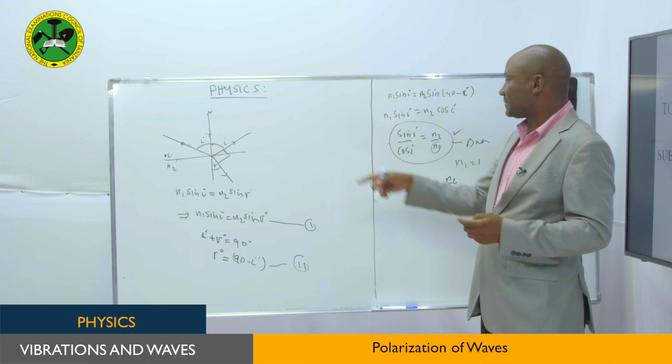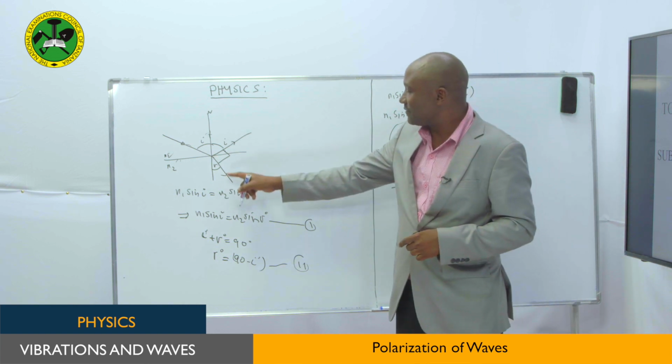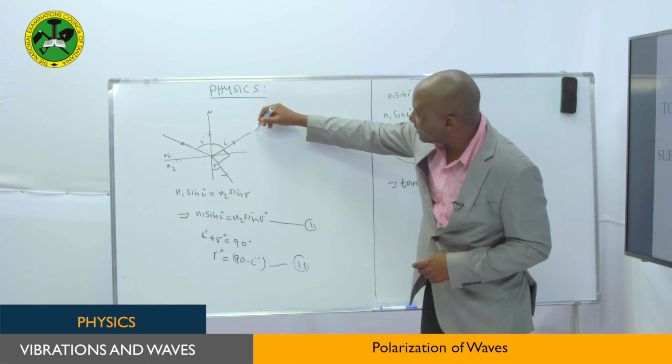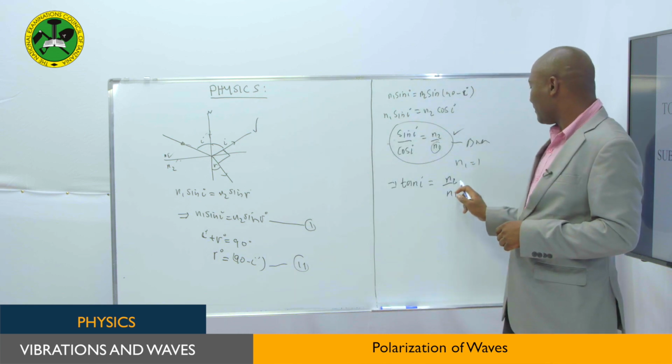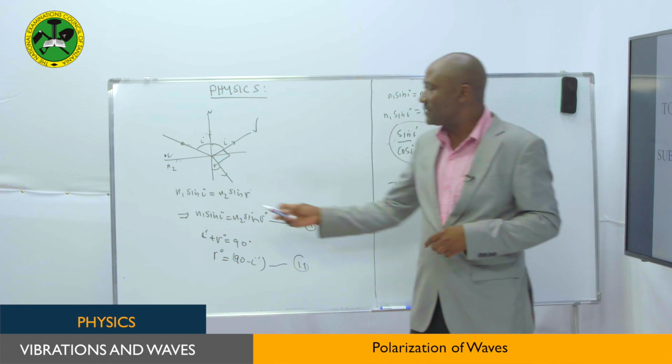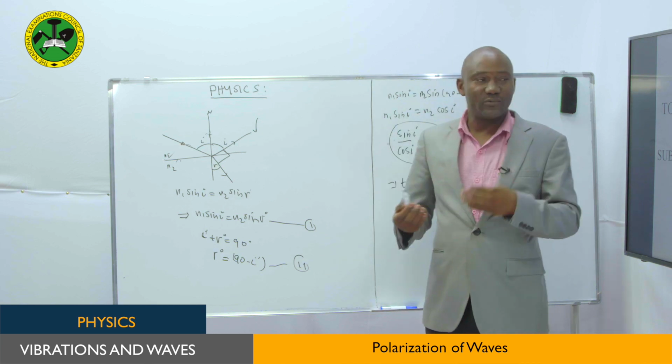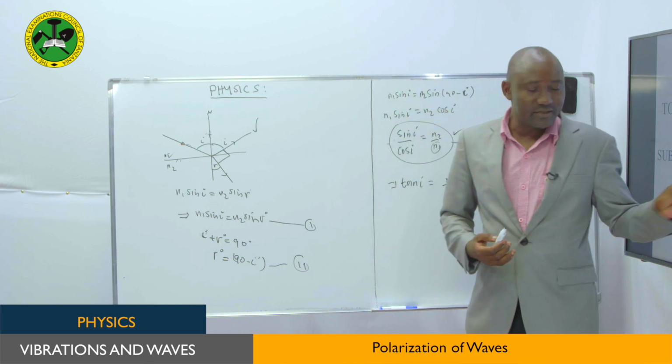Knowing the angle of incidence, which makes the reflected and refracted rays to be at 90 degrees, which means it produces polarized light, you can find the refractive index of the second medium. That's what we discussed in the first part of polarization.